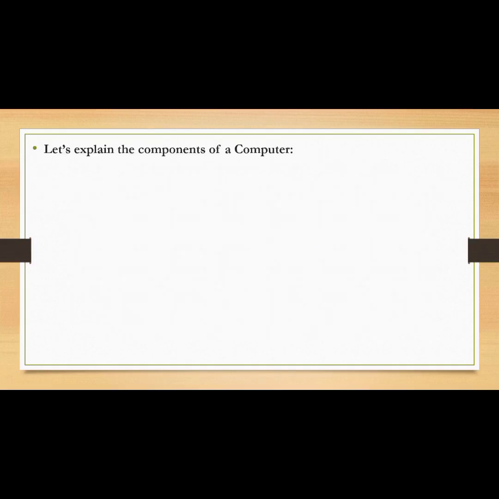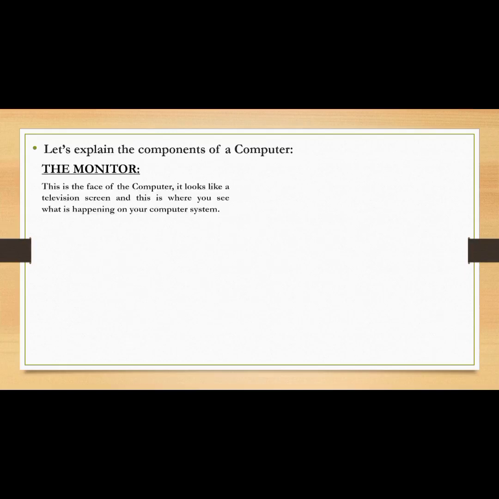So let's explain these components of the computer that we've seen in the images. Let's talk about them one after the other. The first one we'll be talking about is the monitor. The monitor is the face of the computer. It looks like a television screen, and this is where you see what is happening. This is where everything you do shows, just like you're watching this video through your phone. Whether you're using a mobile device or a laptop, the screen of whatever you're using to view something is referred to as a monitor.